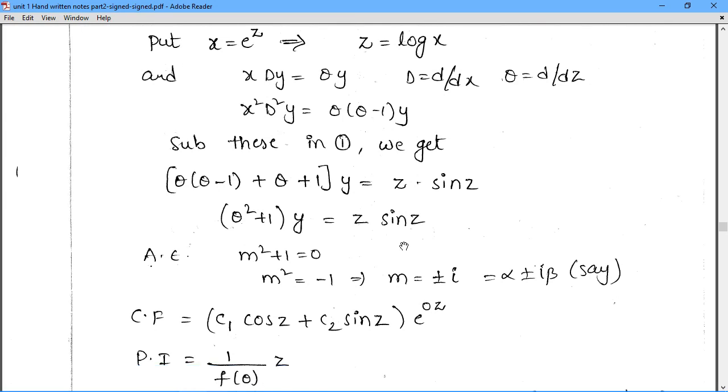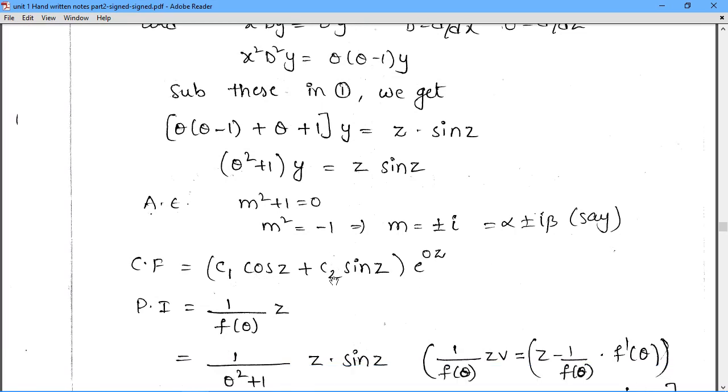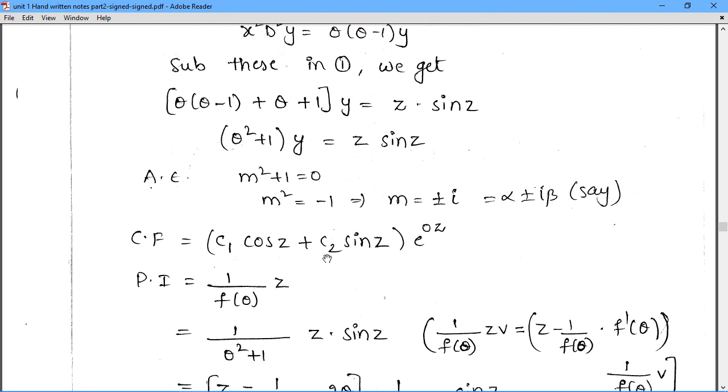So for this, first we have to find out the complementary function. For this, theta is replaced with m, so that we will get the auxiliary equation. And finding the two roots, they are imaginary roots, conjugate complex numbers, whose complementary function is c1 cos z plus c2 sin z, whole bracket into e power 0 z, because the formula is c1 cos beta z plus c2 sin beta z, whole bracket into e power alpha z. Alpha is 0 here and beta is 1. So it is the CF.